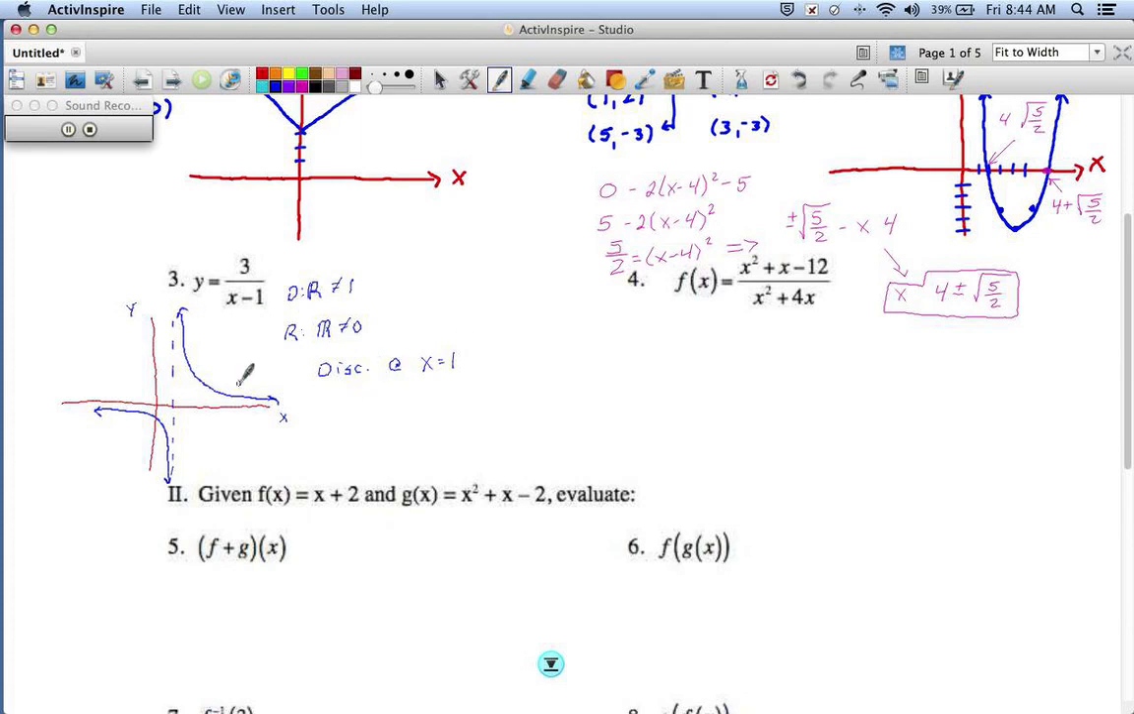Domain, range, discontinuity, sketch, and zeros. Well, you can look at the graph. There clearly are no zeros in this one. Let's go look at number 4 now.